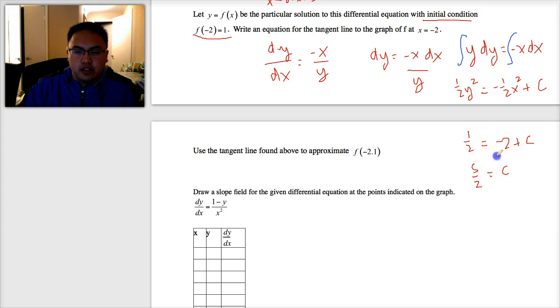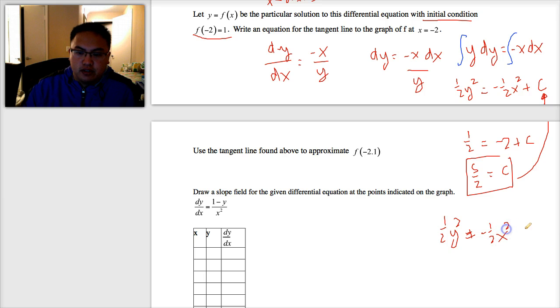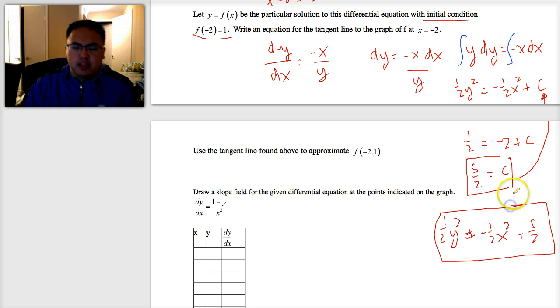Okay. So now that I found c, all I'm going to do is put this back into my original solution, and then I'm done. Half y squared equals -half x squared plus 5/2. So that is the whole thing about slope fields.